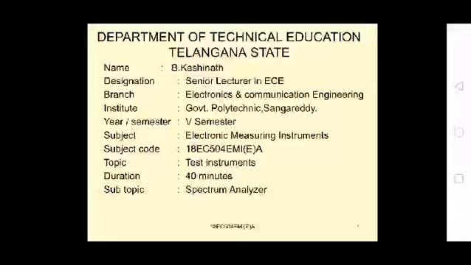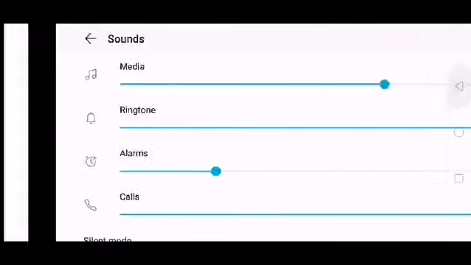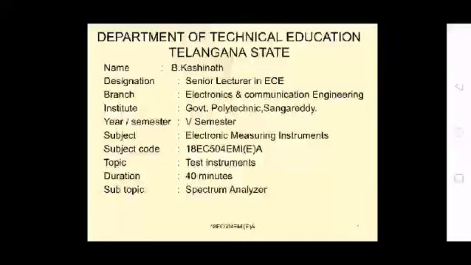And the topic which we are going to discuss today is the test instruments, and the subtopic is spectrum analyzer. The subject code of this electronic measuring instruments is 18EC504EMI, and it comes under the elective subject of C18 curriculum of State Board of Technical Education, Telangana State. We are mentioning it as E in bracket, and it is the first option, so it is A. So finally it is 18EC504EMI elective A. The subject is electronic measuring instruments, and the topic is the final chapter, that is test instruments. In that, the subtopic which we are going to discuss today is the spectrum analyzer.